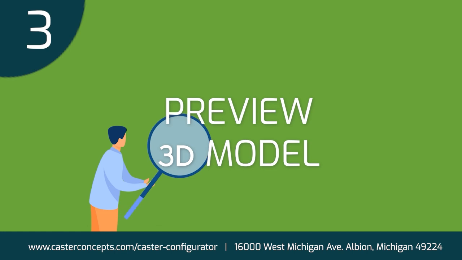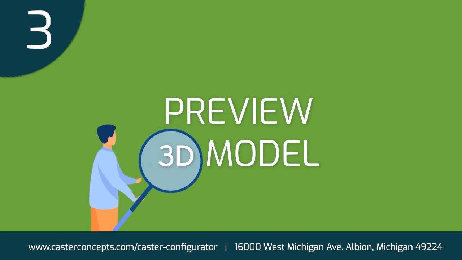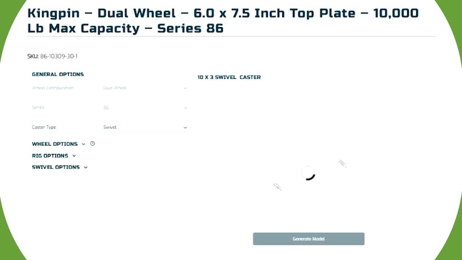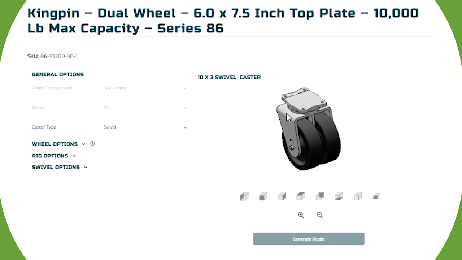Step 3. Preview the 3D model. Once your specifications are set, you'll get a fully interactive 3D model. Spin it, zoom it, inspect every angle. If it looks right, it is right.